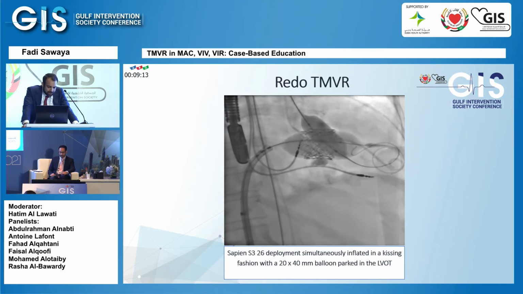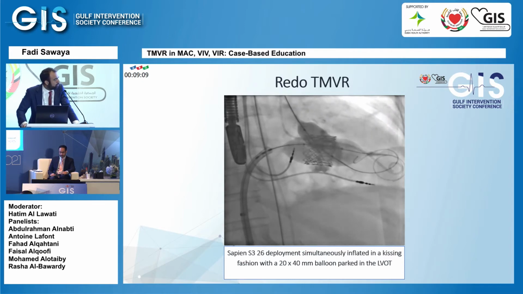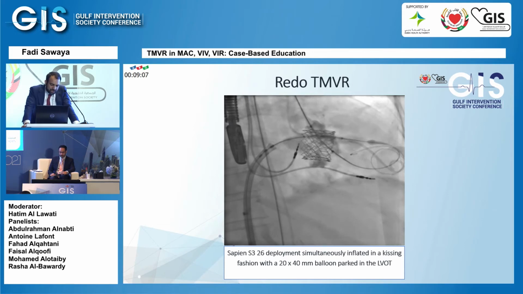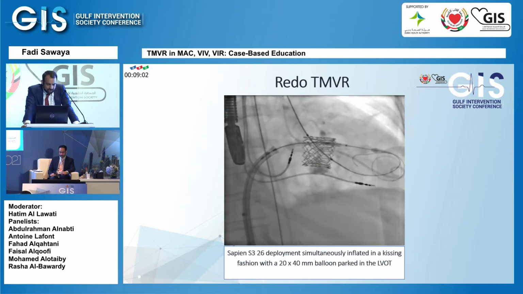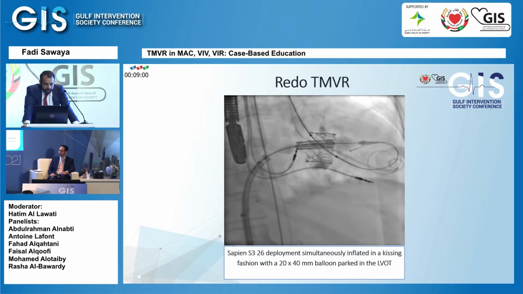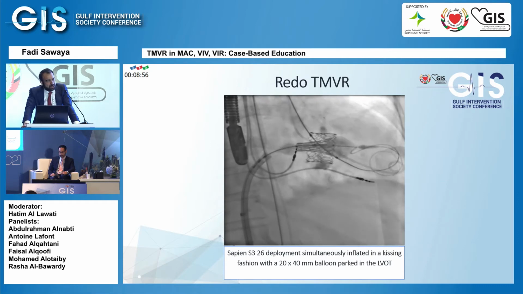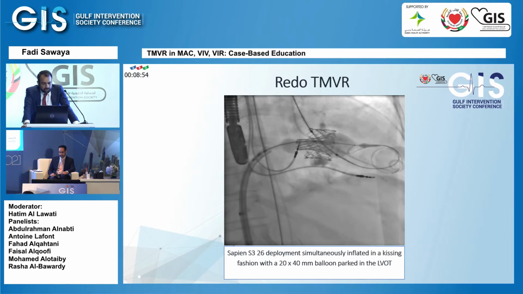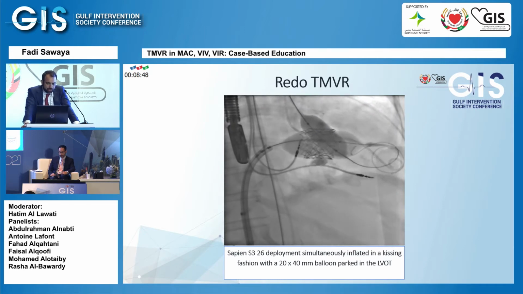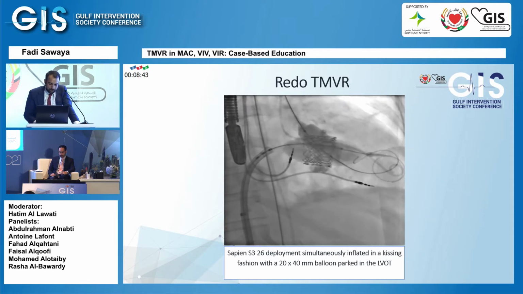Here I decided to do a kissing inflation with an LVOT balloon in order to prevent LVOT obstruction. There was one report from Van Mieghem about this technique that I've used a couple of times. I'm not sure how effective it is, but when you inflate the balloon in the LVOT, you can direct the cells away from the LVOT. So here you inflate your Sapien S3. At the end of the deployment, you inflate your LVOT balloon and you deflate at the same time, as if you're doing a bifurcation lesion.